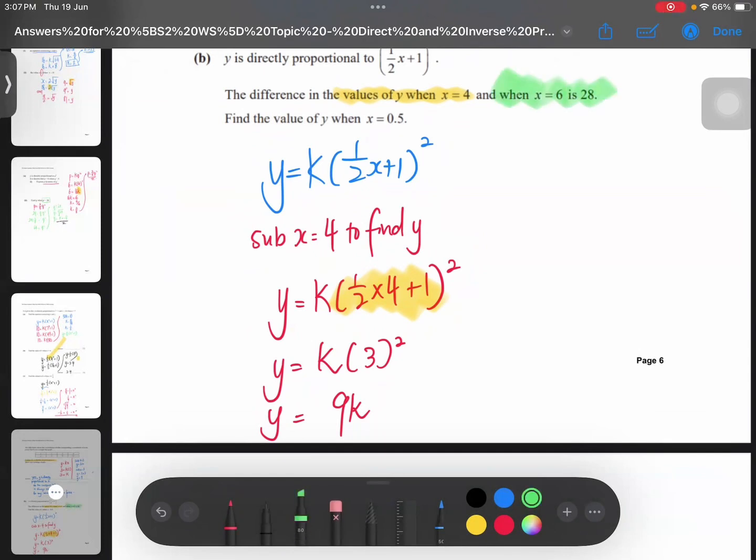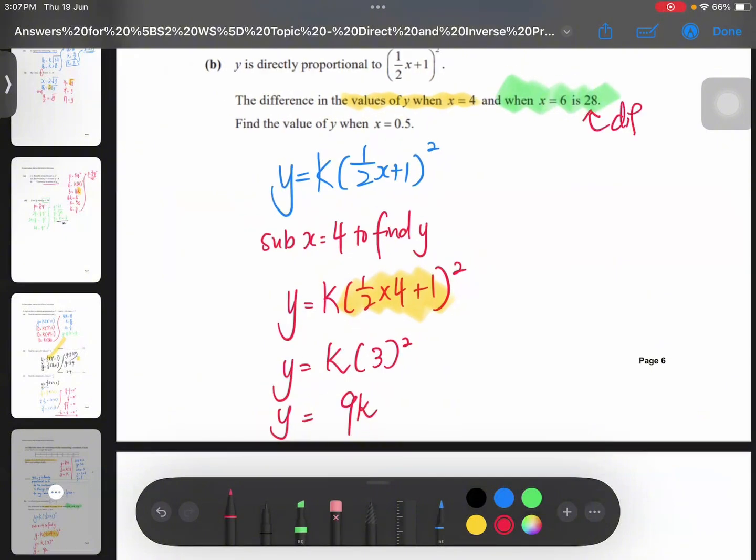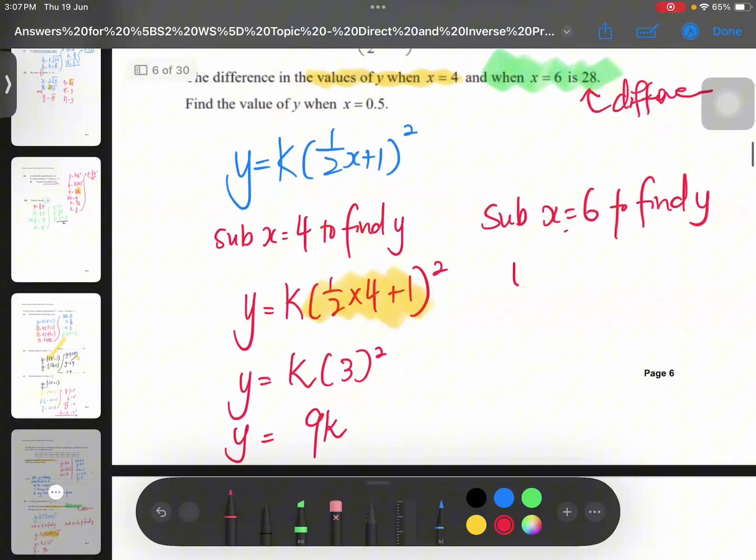When x is 6, it is 28. So this 28 is the difference. Can you understand? So we are not going to go there first. What we are going to do is sub x equals 6 to find y. Agree or disagree? Yeah, tell me. You can make it simpler and just combine it into one formula. Works too. But I will break it up like that first.